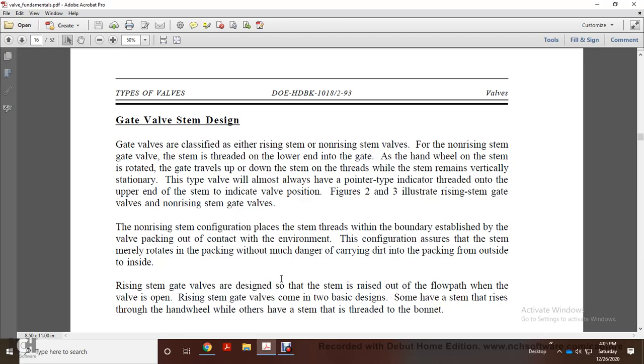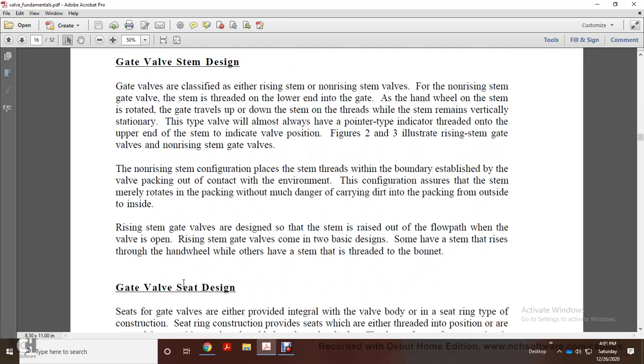The non-rising stem configuration places the stem threads inside the boundary established by the valve packing, out of contact with the environment. This configuration assures the stem merely rotates in the packing, without much damage from carrying dirt into the packing from the outside to the inside. Rising stem gate valves are designed so the stem is raised out of the flow path when the valve is opened. The rising stem gate valve comes in two basic designs. Some stems have the hand wheel, while the others have the stem threaded to the bonnet.